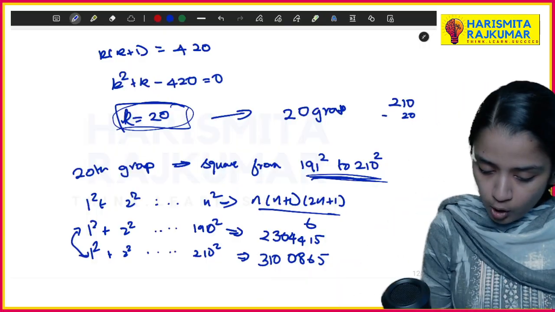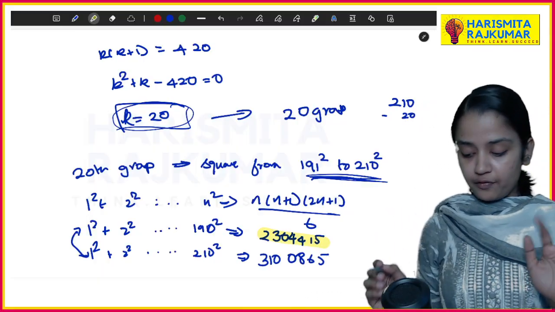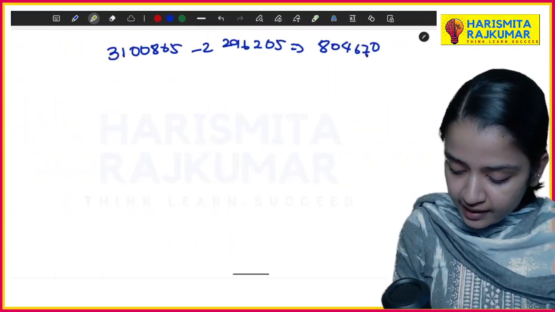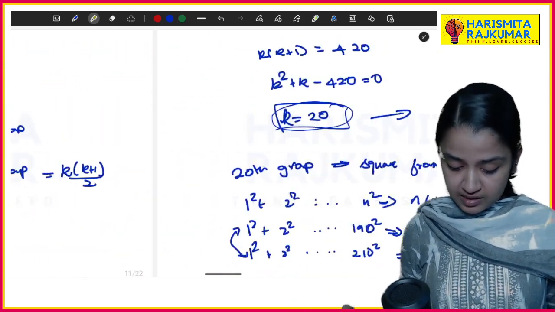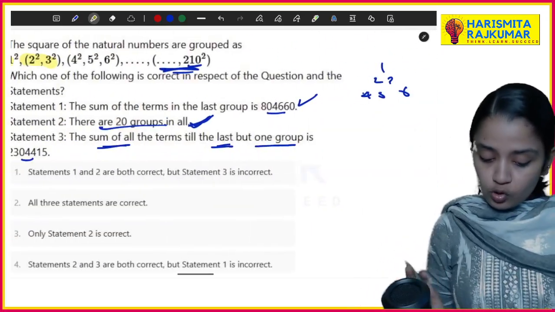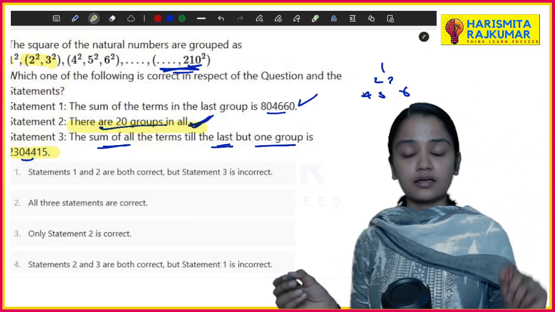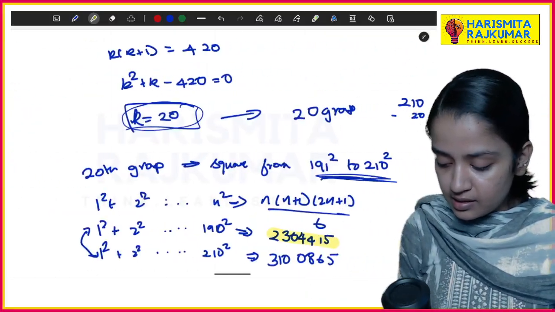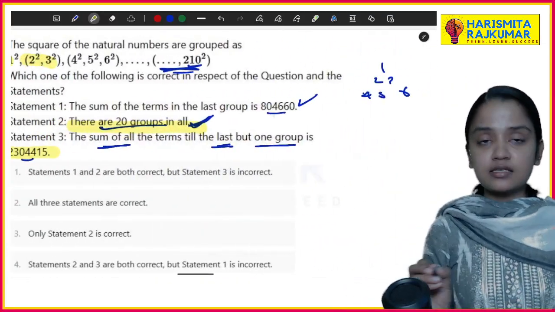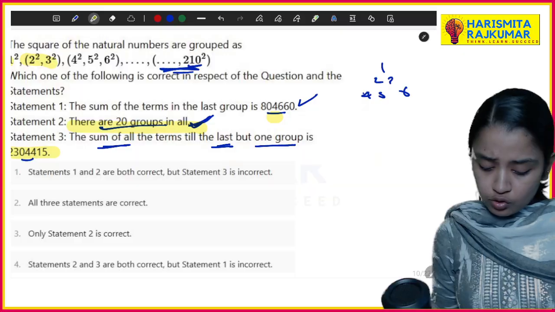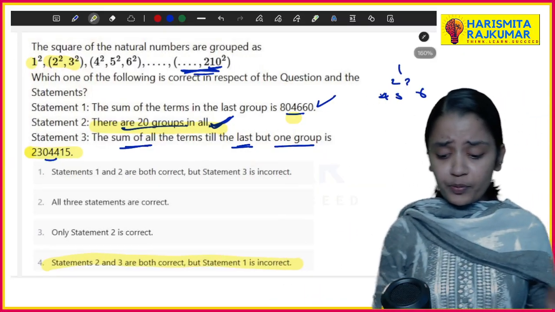There is actually one small mistake in this calculation. This is 2304415. So when you subtract, you will get this number, 804670. So when you look at the sums, your second is correct, your third is correct, but your first is incorrect because it is 804670, but here it is 660. So your option 2 and option 3 are correct, but statement 1 is wrong. I hope you understood this question.